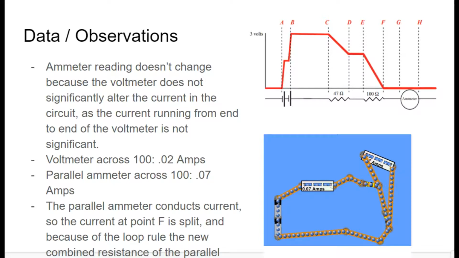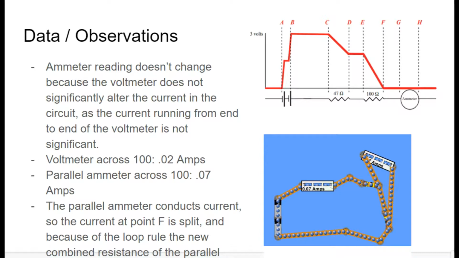When the voltmeter was used to measure the potential difference across the 100 ohm resistor, the ammeter reading doesn't change because the voltmeter does not significantly alter the current in the circuit, as the current running from end to end of the voltmeter is not significant. When the voltmeter was used to measure the potential difference across the 100 ohm resistor, the ammeter read 0.02 amps.